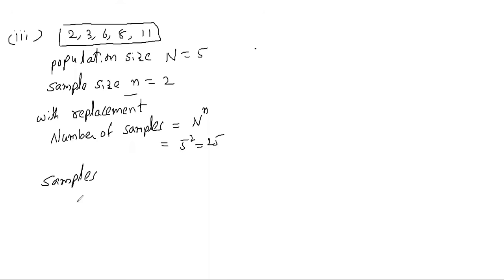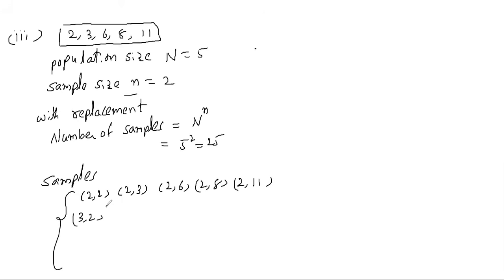Samples. So you can form ordered pairs. First, 2 comma 2. Okay, 2 comma 2, 2 comma 3. Next, 2 comma 6, 2 comma 8, next 2 comma 11. All samples of size 2.